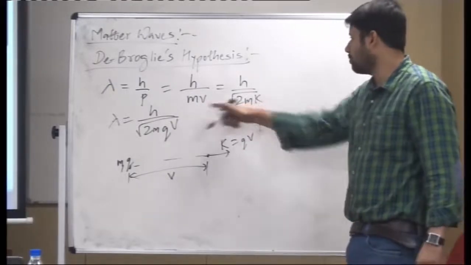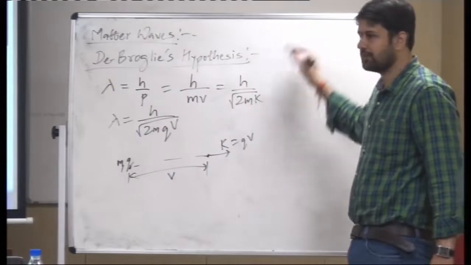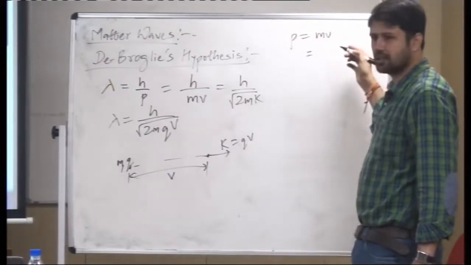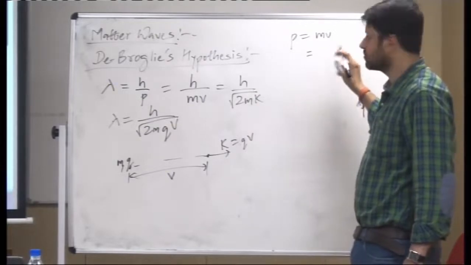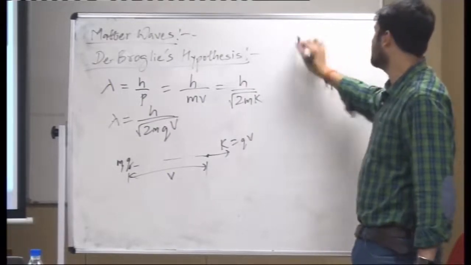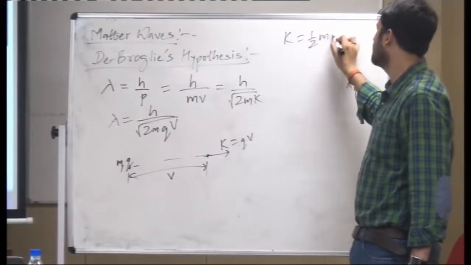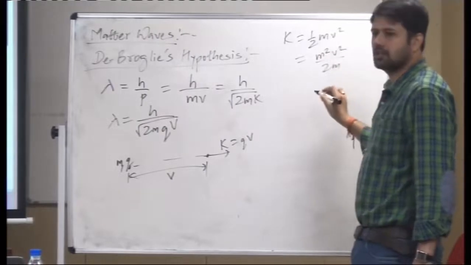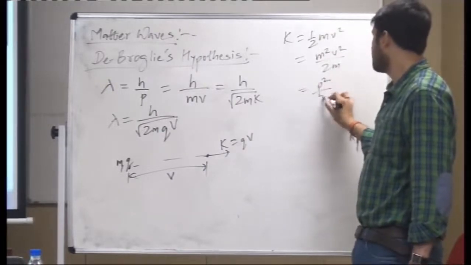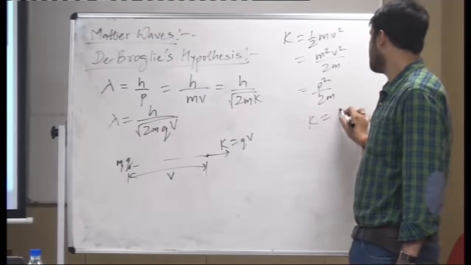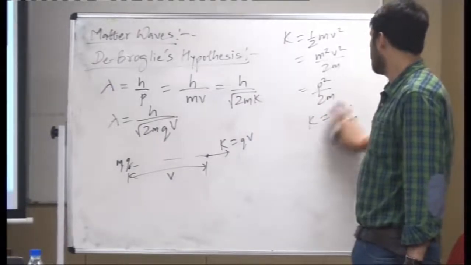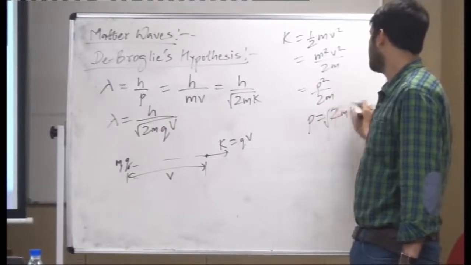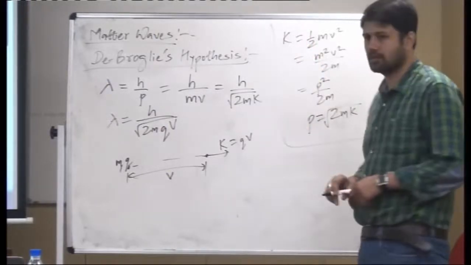And you know how momentum is converted into this form? Momentum is mv. In fact, I would rather use kinetic energy, half mv square, which is written as m square v square by 2m, which is momentum square by 2m. So kinetic energy is p square by 2m, which means momentum p is under root 2mK. Okay.